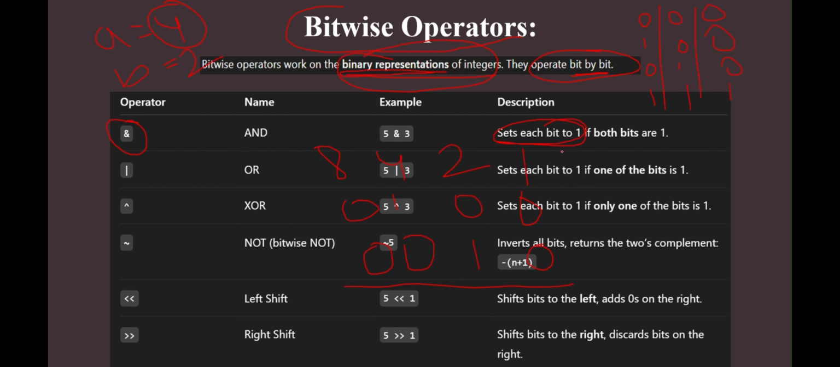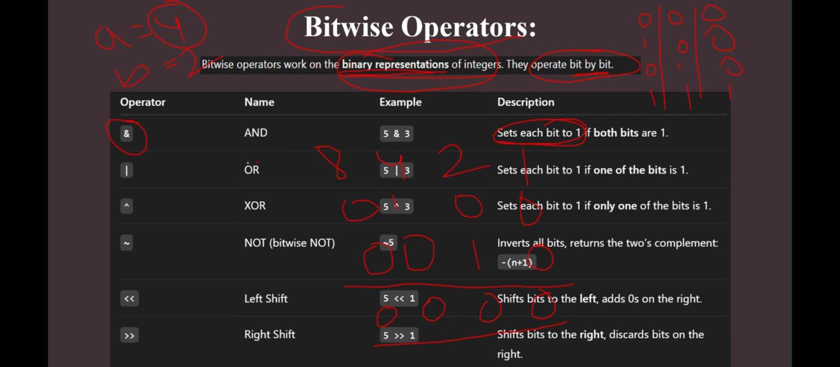So remember this, for 0 and 0 it will be 0. For 1 0 it will be 0. For 0 1 it will be 0. For 0 0 eventually it will be 0. So if I apply the bitwise AND on the values 4 and 2, I'll get 0 as the output.